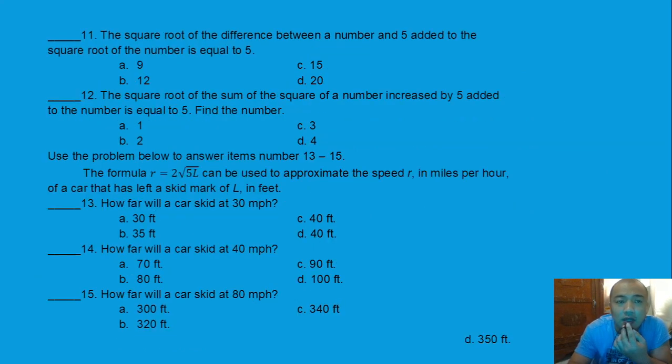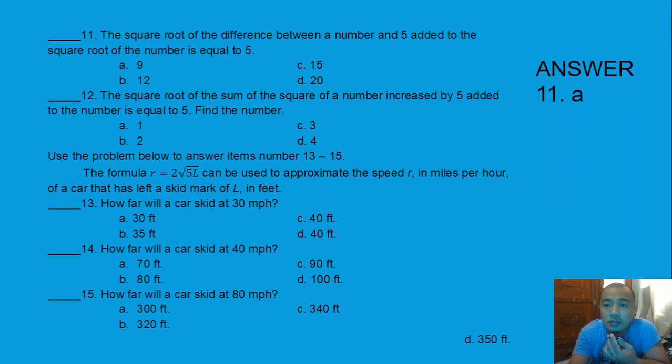Okay, there's also number 11. The square root of the difference between a number and 5, added to the square root of the number, is equal to 5. You can solve that. What's your answer? The answer is A, 9. You can verify your answer with your solution as we go on.